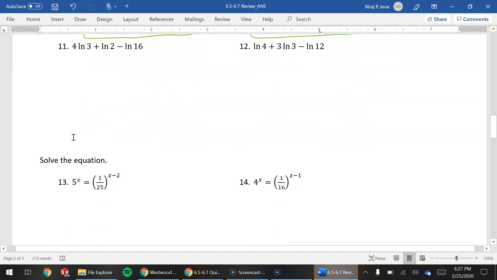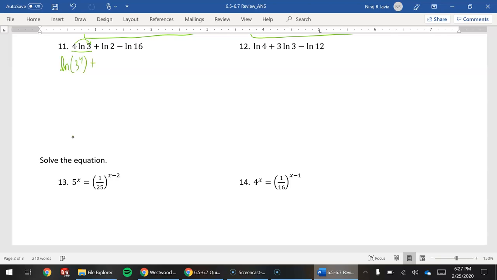11. Number 11 says to do basically the same thing we've been doing, which is condense, condense, condense. So we do the first thing, which is the power rule. Natural log of 3 to the 4th power plus natural log of 2 minus natural log of 16. That was using the power rule again. So 3 to the 4th power, what's that? 3 times 3 times 3 times 3 is 81. So natural log of 81 plus natural log of 2 minus natural log of 16.